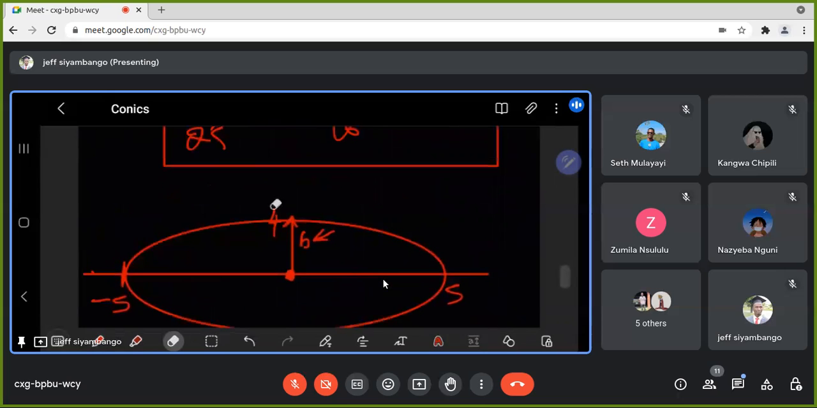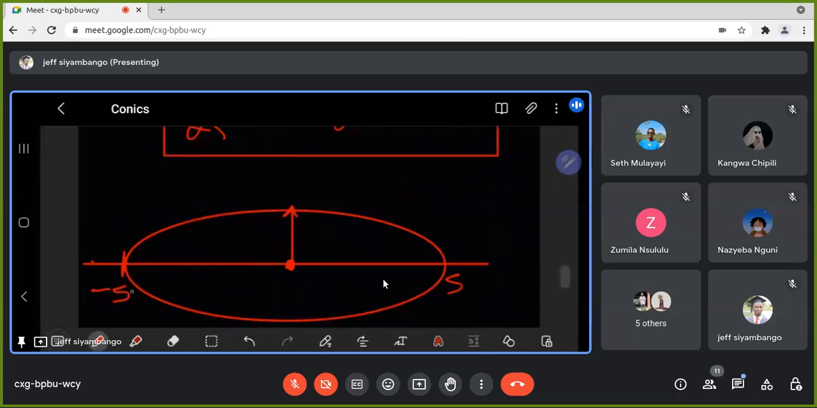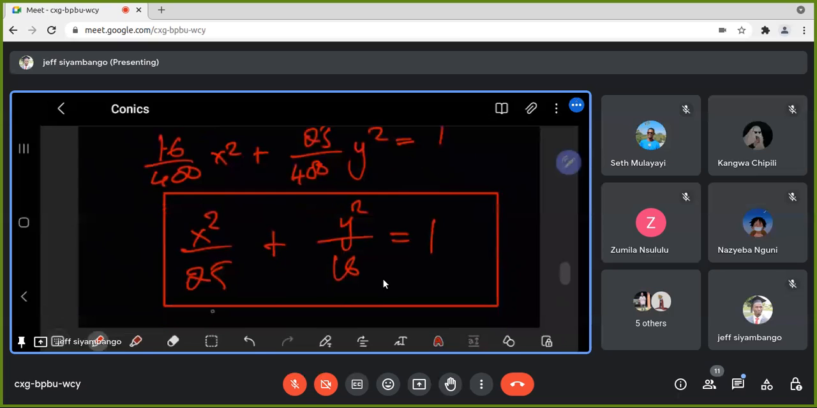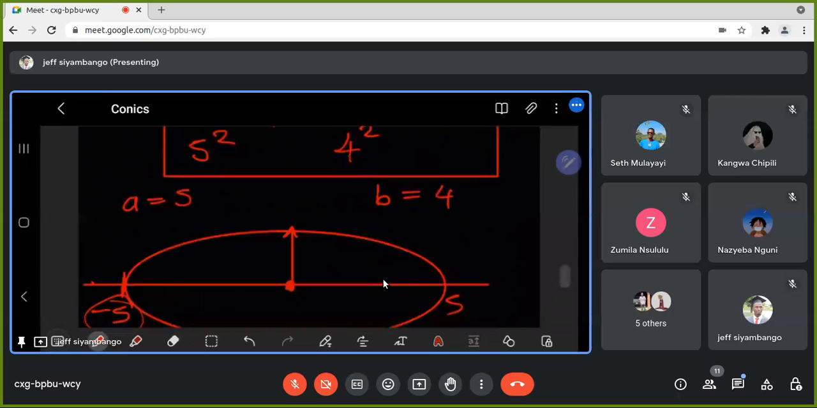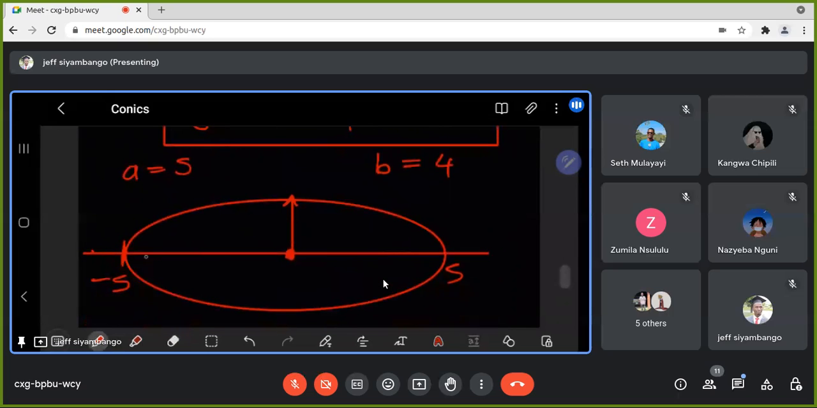I've even started creating that sketch. We have already identified where the vertices are. So we have -5. Basically, this is 25. We know you can write it as 5 squared. This is 16. You can write it as 4 squared. This identifies A as 5 and B as 4. So bringing our focus to the vertex, since I said A tells the story about the vertex, one is going to be at -5, the other one is going to be at 5.